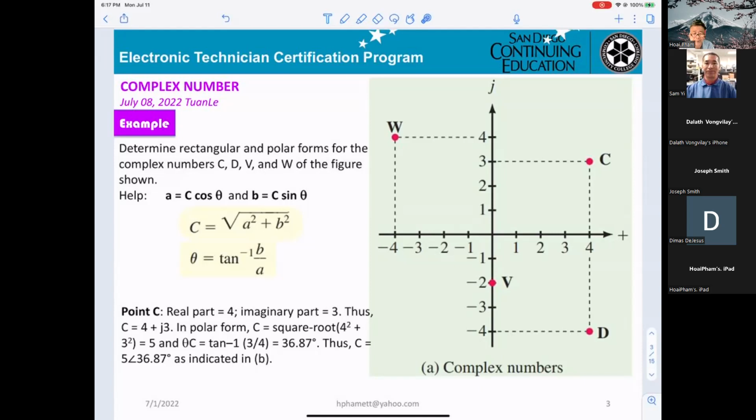J4 is the imaginary part of W. So that is the complex number W in rectangular form. Now, in the polar form, you need to calculate the magnitude of W, which equals the square root.